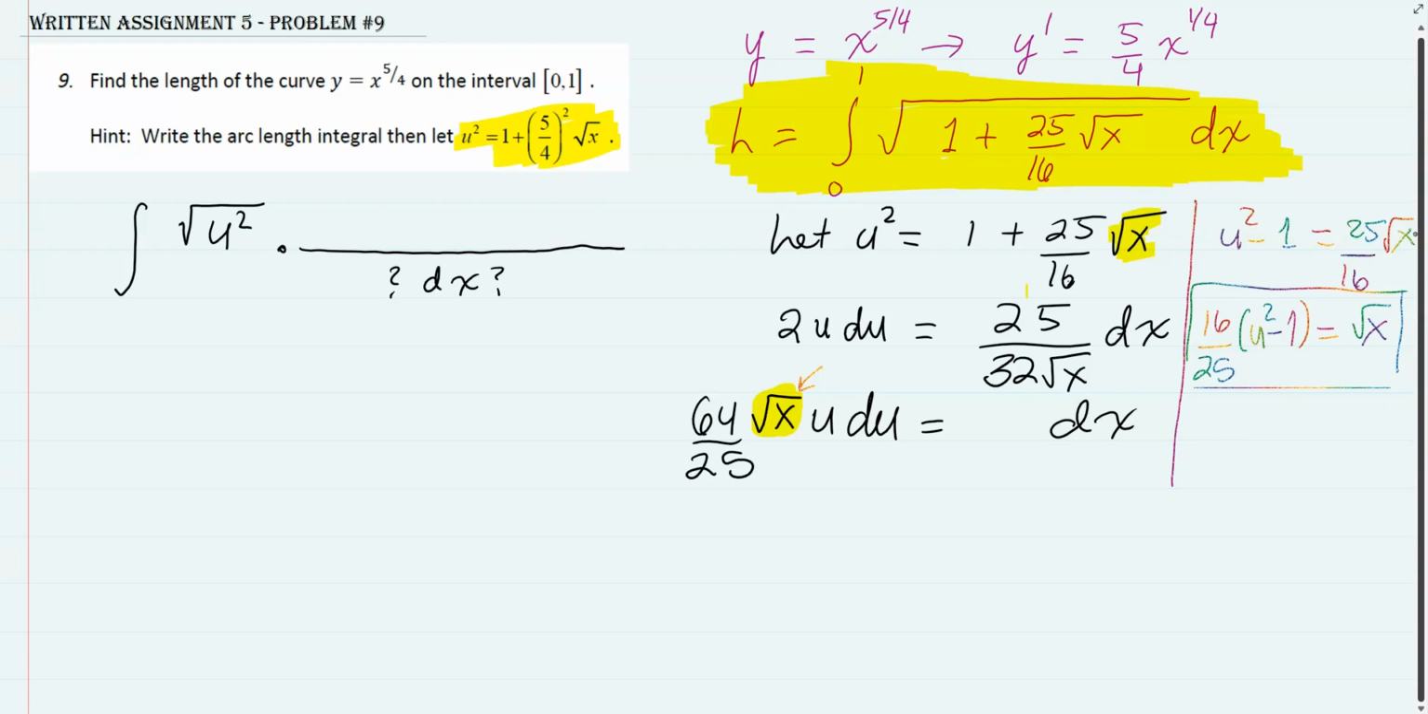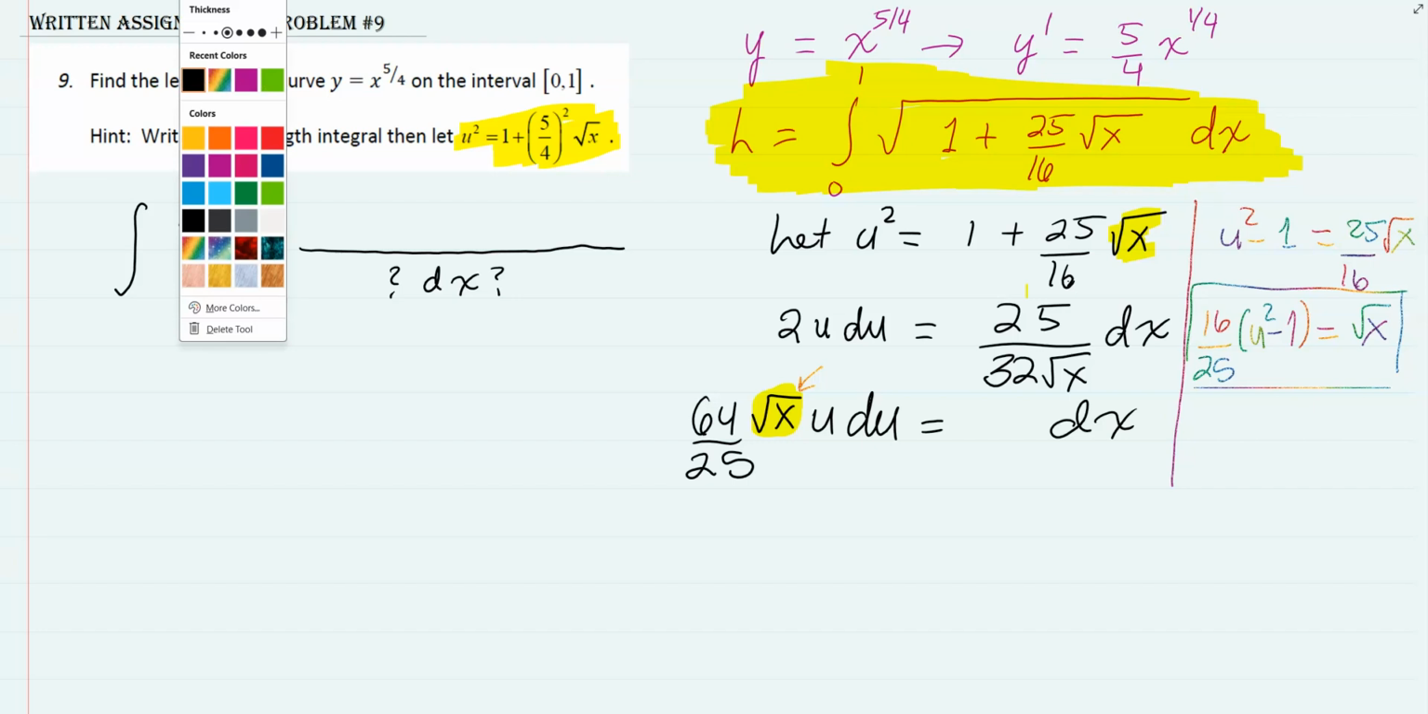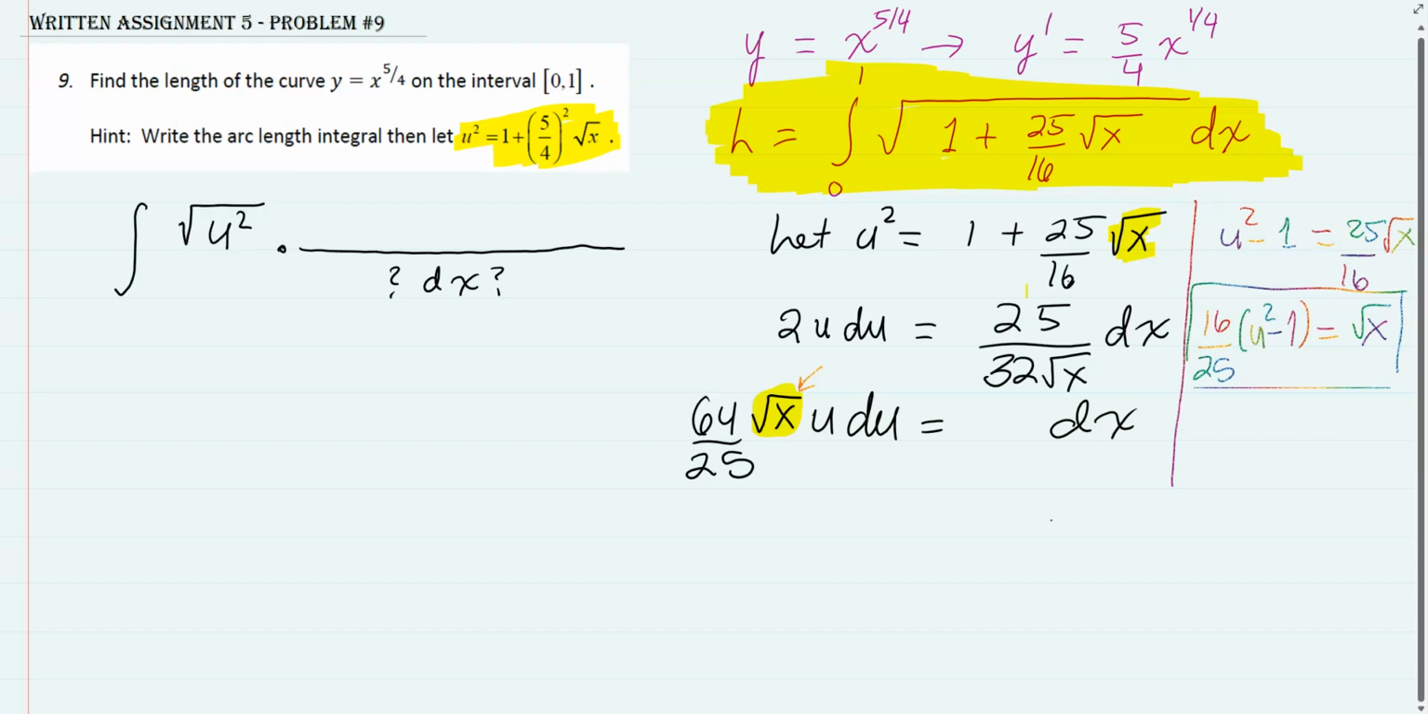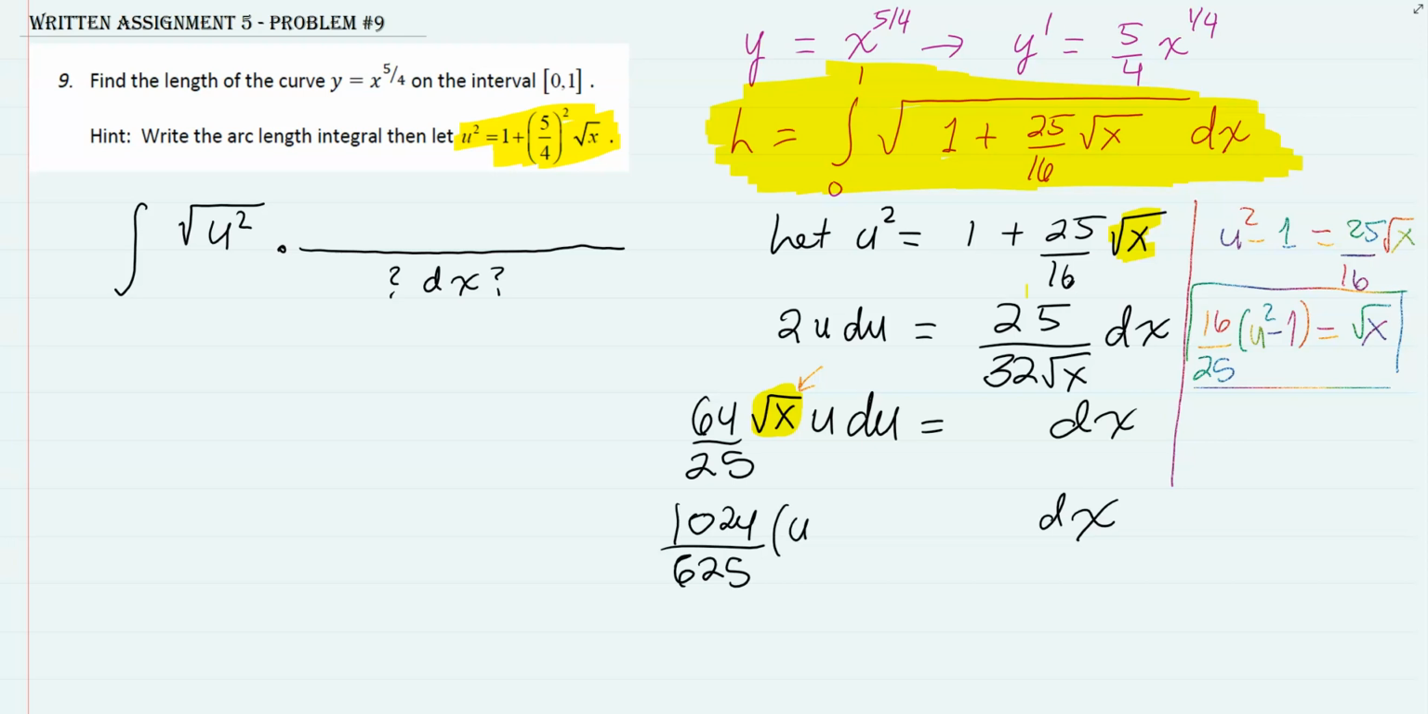So let's go back and write down what that means. dx is going to be 16 times 64, which is 1024, and then 25 times 25 is 625, times u squared minus 1, and then we'll have u du is equal to dx. That right there is what goes in this blank right here.